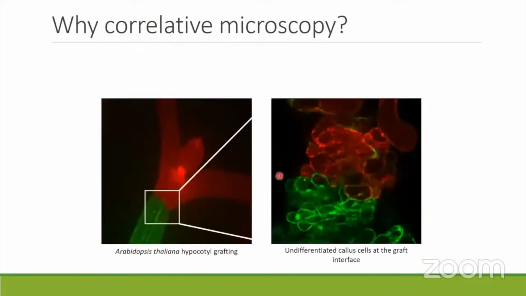So this first step was to choose different fluorescent proteins for the two parts of the graft, the scion and the rootstock. And as you can see here, we were able to first find, on fluorescence microscopy, a way to differentiate the cells at the graft interface.